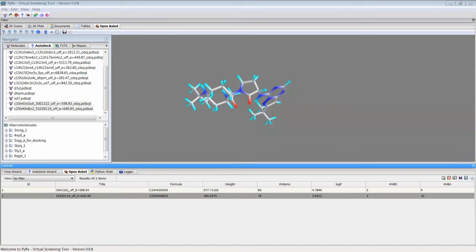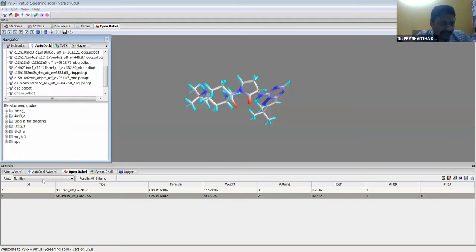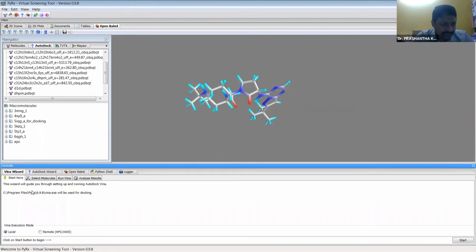Okay. Now that was a tedious process, because of this GUI, graphical user interface. Now we have two ligands. We have not added the macromolecule yet. Now we will use this Vina wizard. Let's select this Vina wizard. We have two options here. One is called local and another one is called remote.